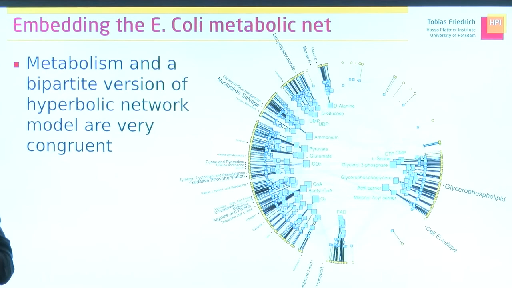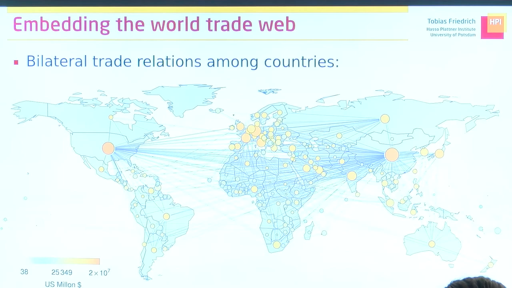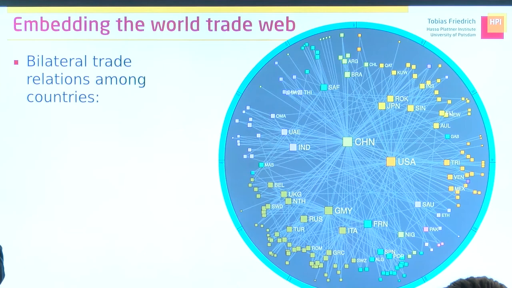And you can also embed other things like E. coli metabolic networks, or the World Trade network, which actually lives on the sphere, but can still be nicely embedded in the hyperbolic space. So there's a lot of things you can embed. This is the embedding in the hyperbolic space, and it matches that the close points are connected. And so you see that real networks do live in this space. And as a mathematician, you can prove a lot of properties of these networks and can enjoy it.